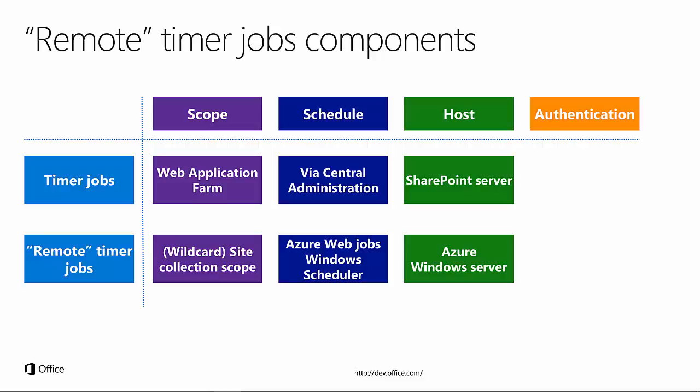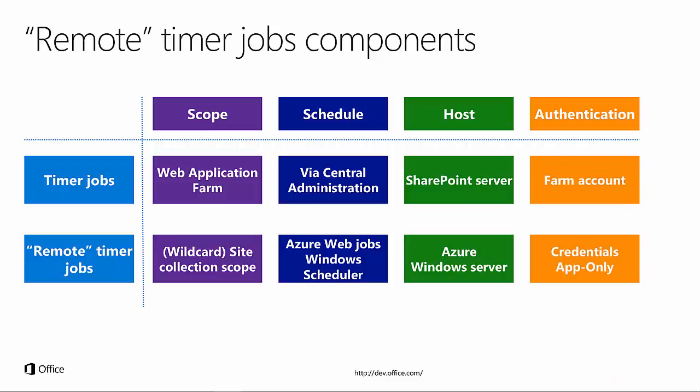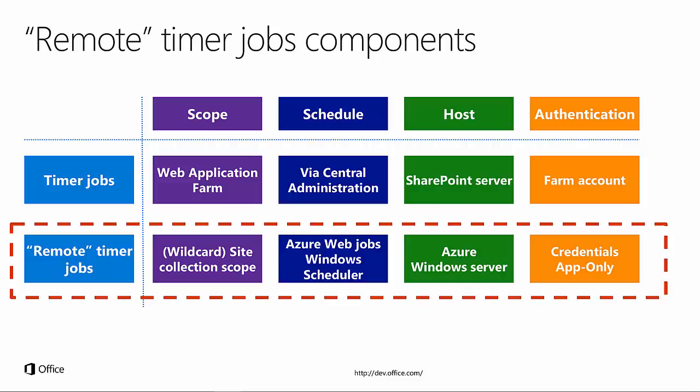And finally, authentication. Regular timer jobs run with the credentials of the farm account. You can obviously also do impersonation in the code if needed. For remote timer jobs, you can create a specific service account and run the code with the credentials of this account, or you can use app-only tokens. We will look into both of these options later in more detail. As you can see, remote timer jobs give you even more options compared to regular timer jobs, and this is why our customers are successfully using them to implement various business scenarios.